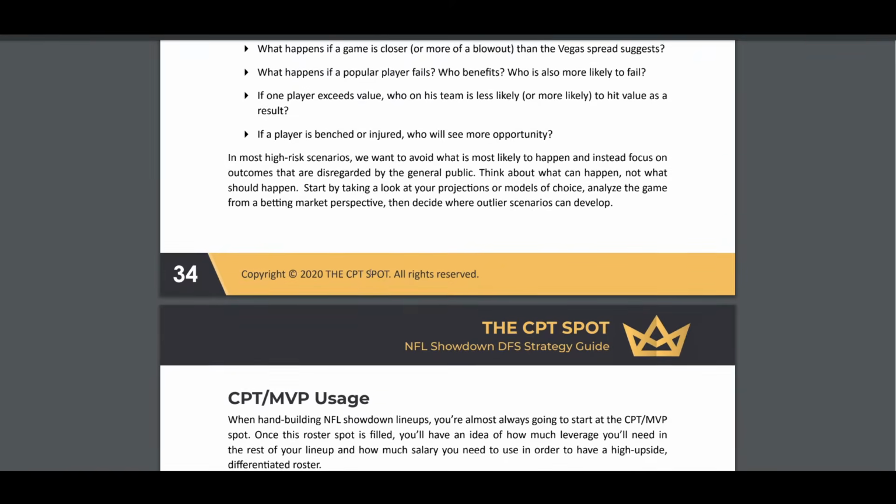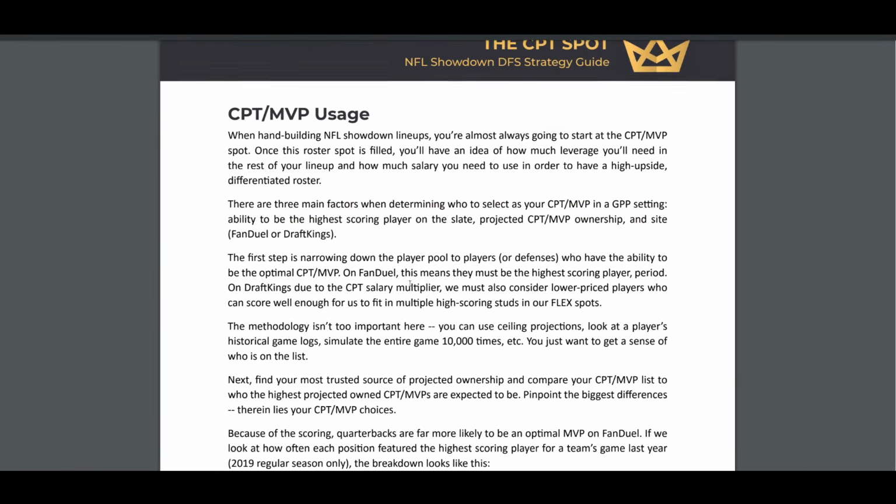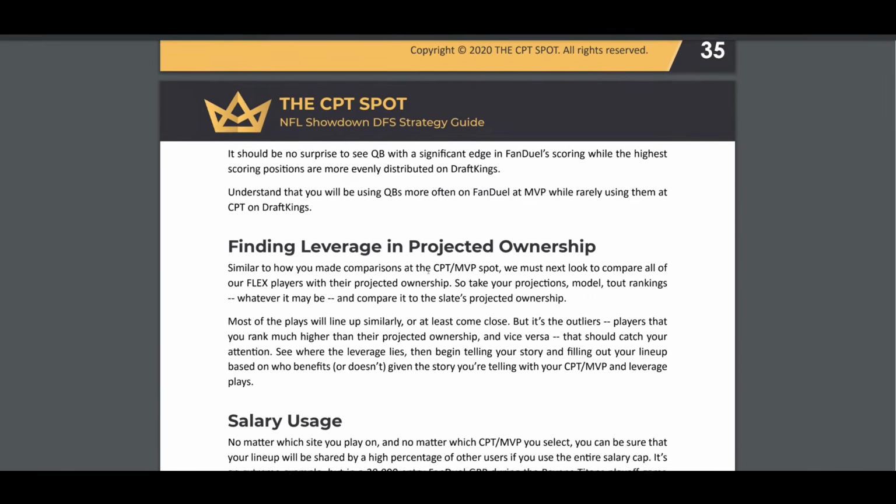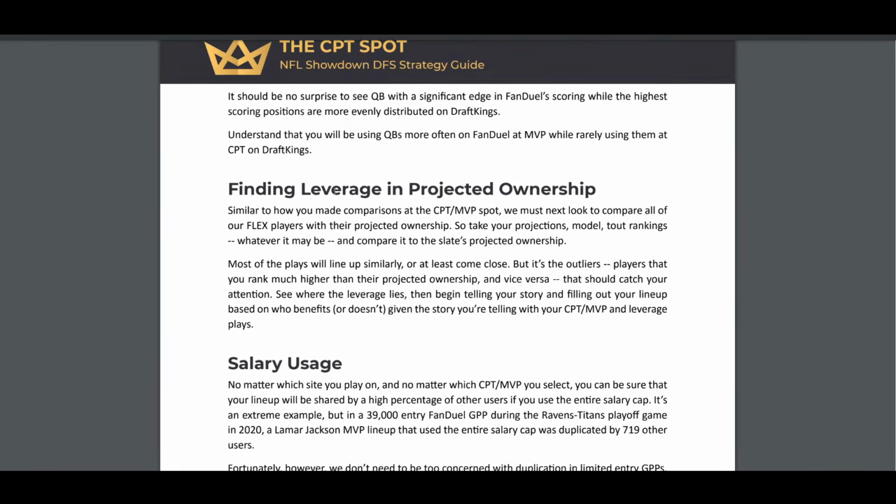So building a story. So read this. Captain MVP usage, we could talk about this. Leverage and projected ownership. This is a great way. So basically what these 2 sections talk about is to find out which guys we want to play at captain in our small field GPPs especially. It's where's the Occupy model? Where do your personal rankings rank these guys? And how does that compare to projected ownership?